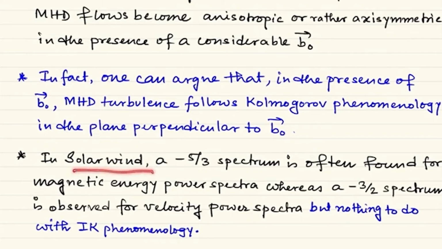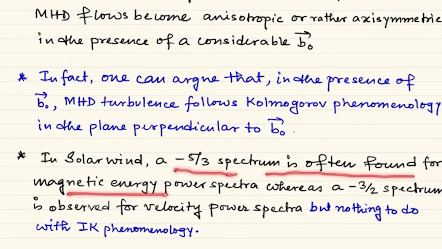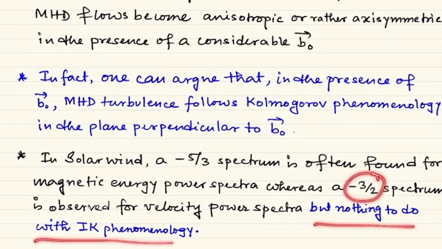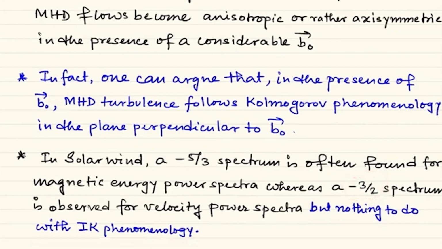Now in the solar wind, a minus 5/3 spectrum is often found for magnetic energy power spectra. That is just for your information. And a minus 3 by 2 spectrum is observed for the velocity power spectrum. But that might look like the velocity power spectra follow the IK phenomenology. Well, they have some plausible explanation, but it is true that this minus 3 by 2 spectrum has nothing to do with IK phenomenology.